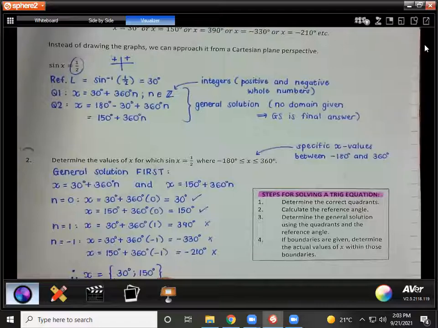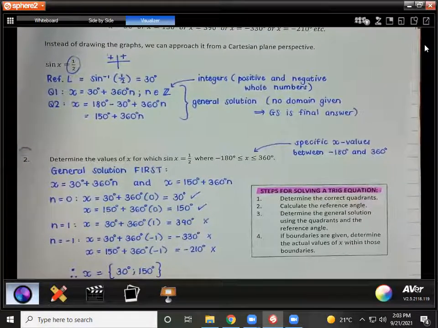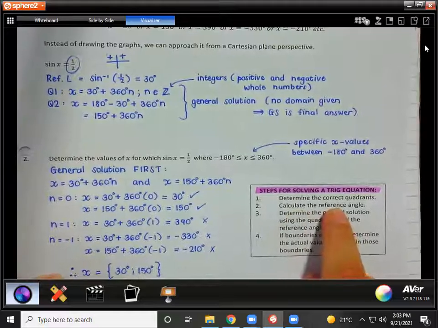Okay, we are going to do more examples now, then you'll see. If it was sin x equals negative a half, then we would say where is sin negative? In quadrants 3 and 4. Okay, so that's the first step. Step 2, calculate the reference angle.